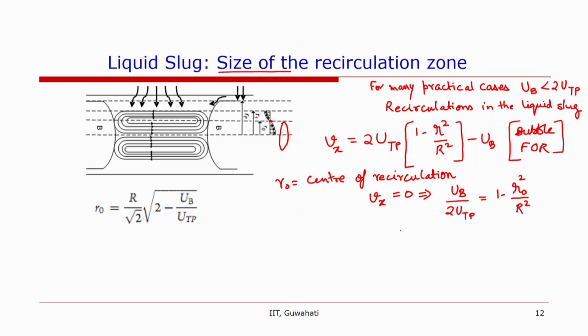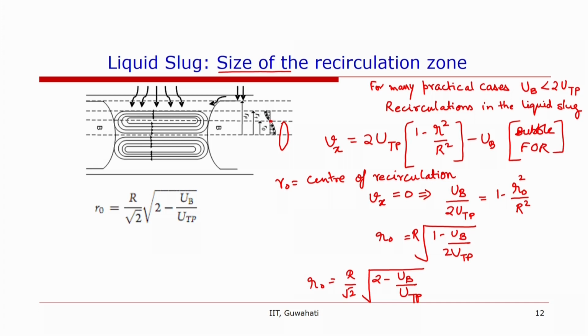So we will have R0 is equal to 1 minus UB over 2 UTP, square root, multiplied by R, or one can write in this form R0 is equal to R over root 2 into 2 minus UB over UTP. So that is the center of recirculation.